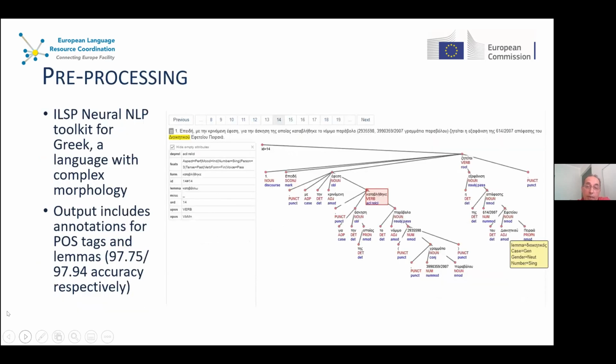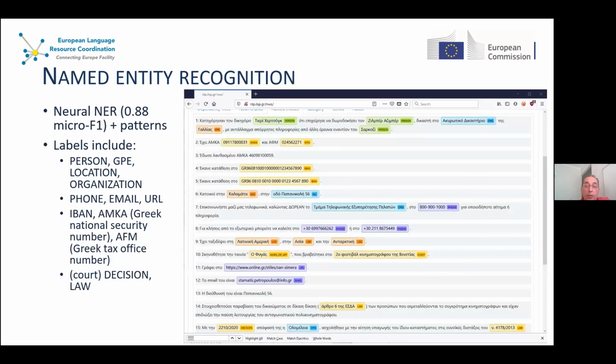Then we pre-processed this small dataset with a neural NLP toolkit for Greek, a language with complex morphology. The output of the toolkit includes highly accurate automatic annotations for part-of-speech tags and lemmas, which were used in later modules in the anonymization process. Our toolkit also includes a relatively accurate neural named entity recognizer, which has a relatively good overall accuracy, but is more robust in the detection of person named entities. It's a hybrid tool: it also uses patterns to recognize specific entity types.